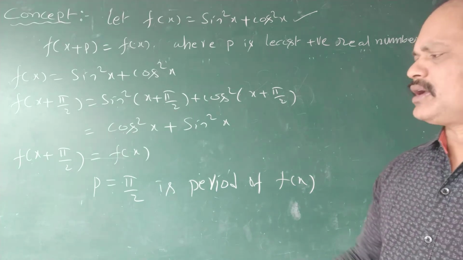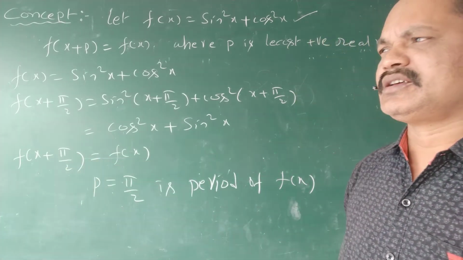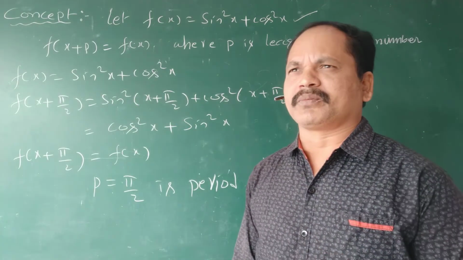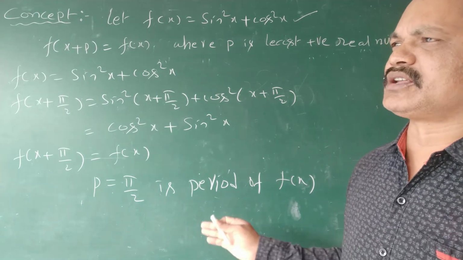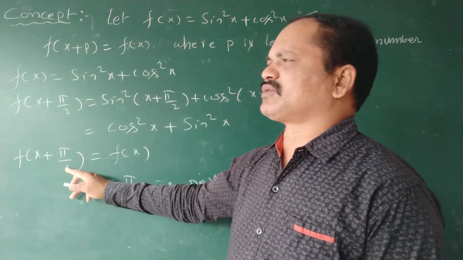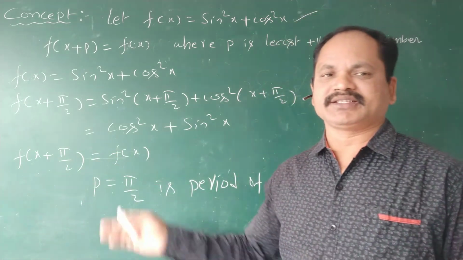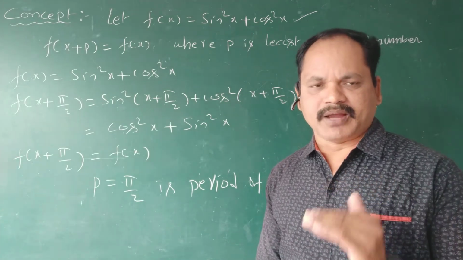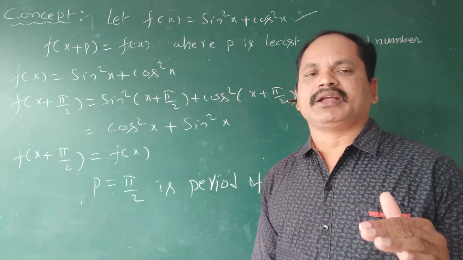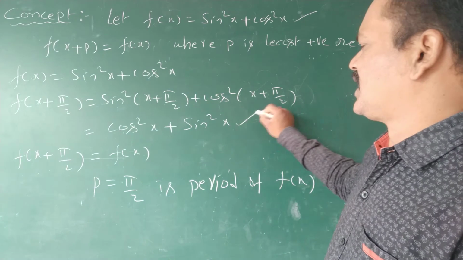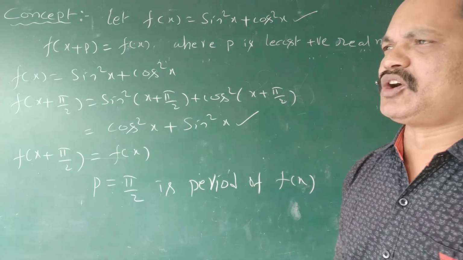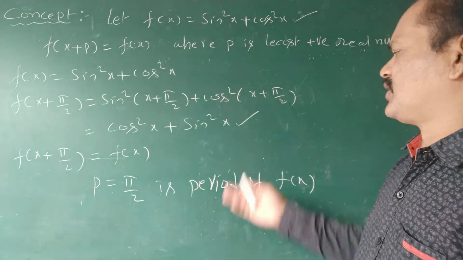For this one, if in place of pi by 2 we substitute pi, it gives sin square x plus cos square x. Substituting 2 pi, 3 pi, 4 pi likewise works for all of them, but the least among them is pi by 2. That's why pi by 2 is the period. Since pi by 2, pi, 3 pi by 2, 2 pi, 5 pi by 2, 4 pi all satisfy this identity such that f of x plus p is equal to f of x, the least among them, pi by 2, is the period of this function.